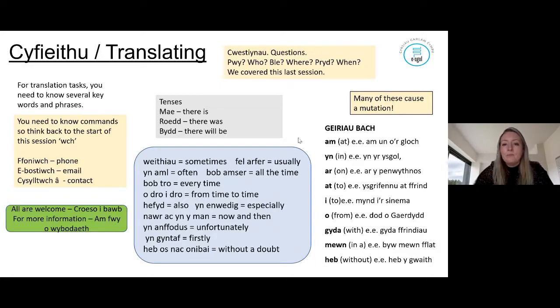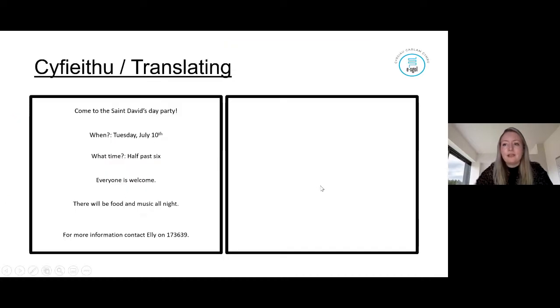Okay, so what we're going to do is we're going to have a look at this translation task. So we're going to split it up into sections because translation can be quite difficult. So we're going to split it up and we're going to do it line by line. Okay, so we're going to look at the first one, which says, come to the St. David's party. I've got to say, first of all, though, da iawn on the correction task. Some really, really good answers there.